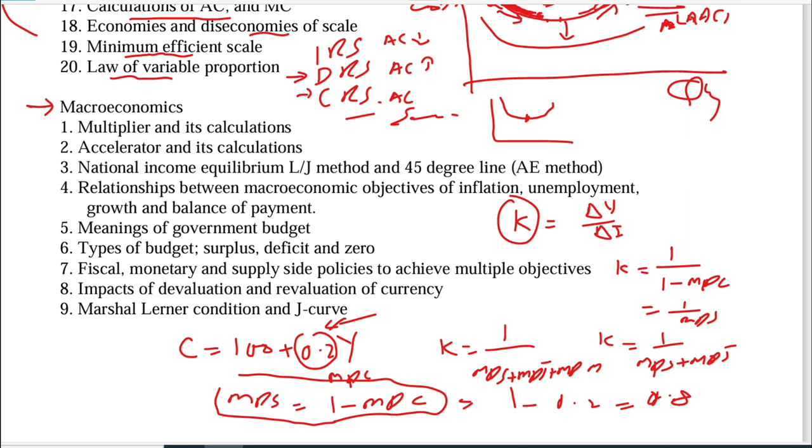You must know the formula of the accelerator. The accelerator is the opposite of the multiplier, and the accelerator is equal to change in investment over change in income. So Y is income, I is investment. So we basically just reciprocated this.